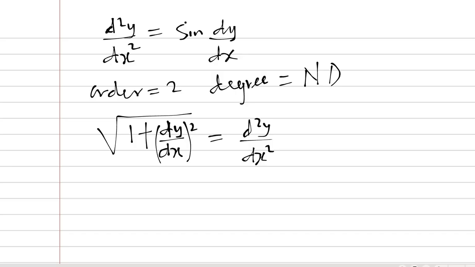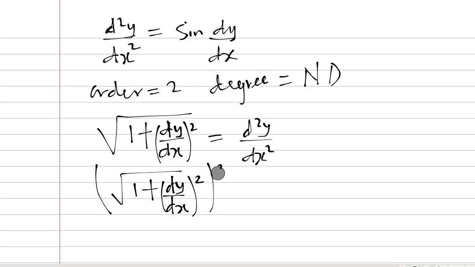So for you to eliminate the root, what will you do? You will square both sides. If you square both sides, you will have 1 plus dy/dx all squared, equal to d²y/dx² all squared. You can see this will cancel these roots.